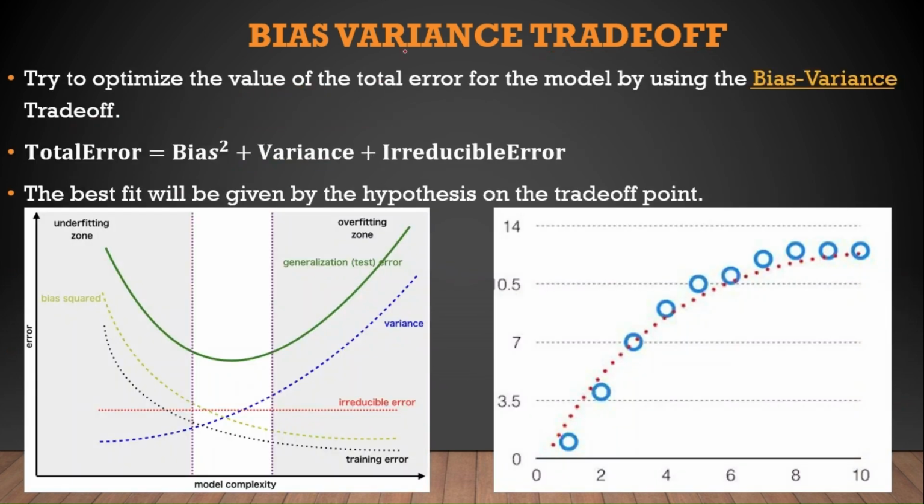What is the purpose of this? You can see the variance trade-off. They try to optimize the value of the total error for the model using the bias-variance trade-off. Here, total error is equal to bias squared plus variance plus irreducible error. The best fit will be given by the hypothesis at the trade-off point. Here you can see the values of bias and error against model complexity and error. With the help of this graphical method, the model has to go in this form and structure for the prediction of new data sets.